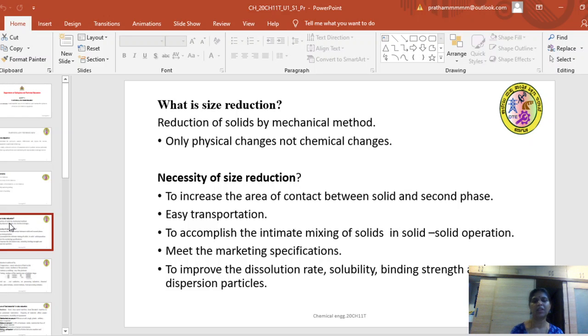So by knowing all these, the area of contact, transportation and so on, size reduction is absolutely necessary. In any process or in any industry where solid particles are involved, the size reduction process is very, very necessary.